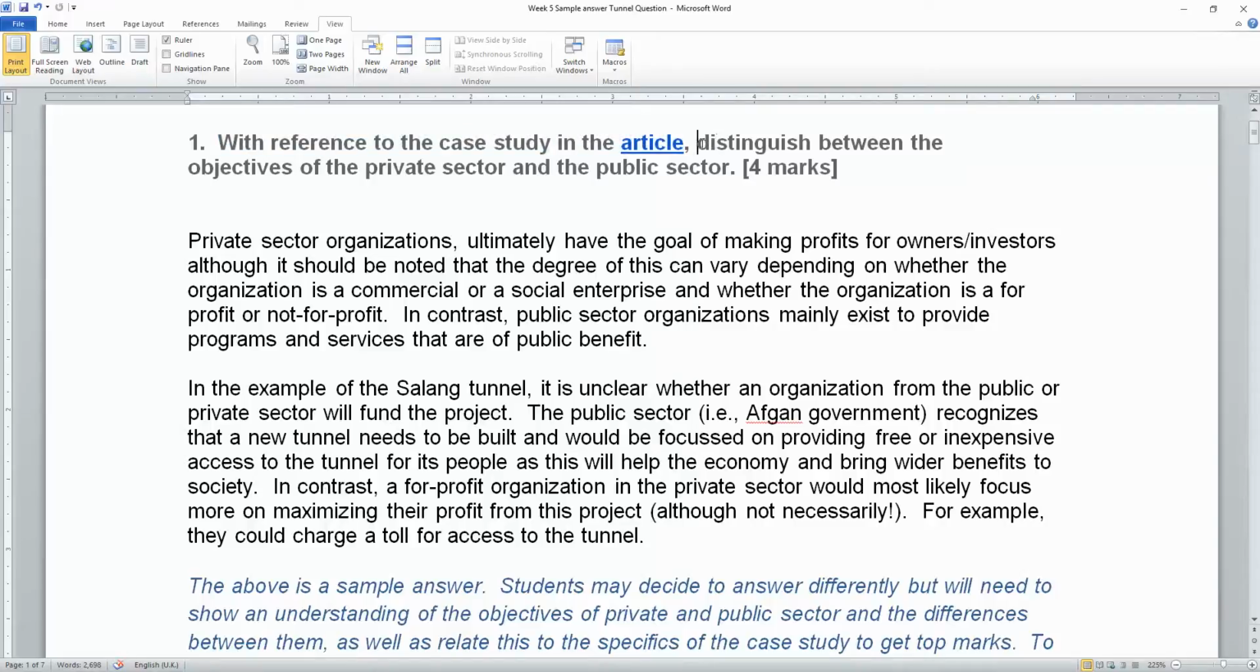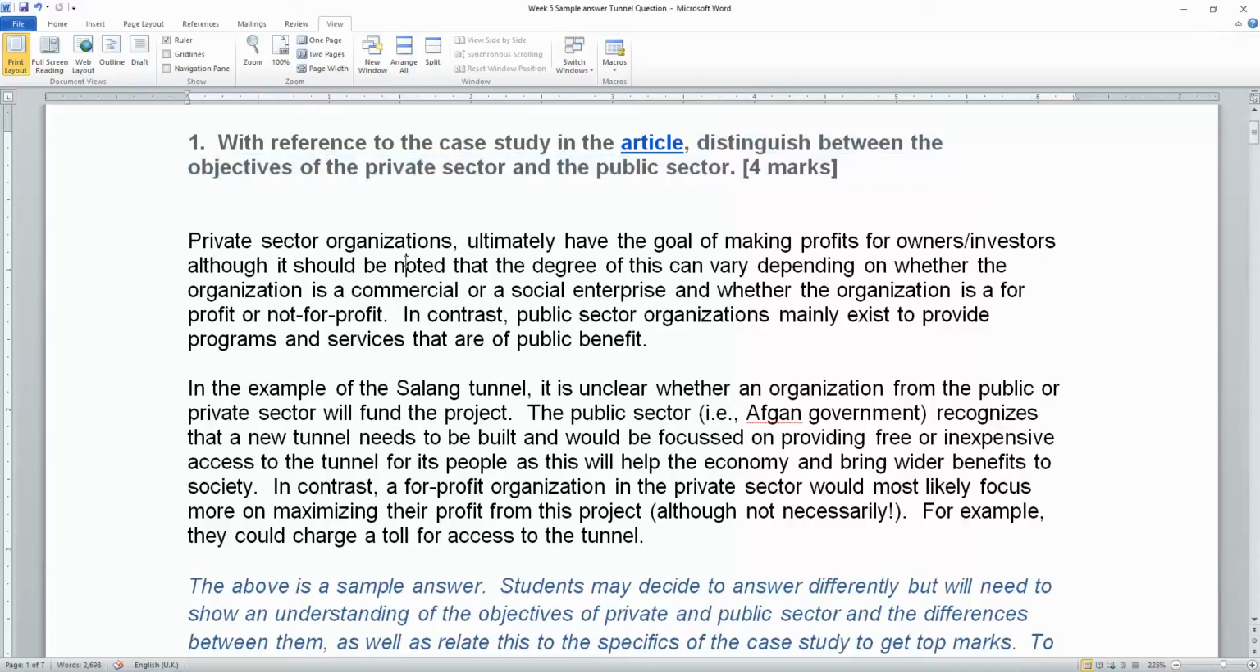You also need to distinguish between the objectives of the private and public sector. This is worth 4 marks, so you're not supposed to be writing war and peace about it. A couple of paragraphs will do it. Now how I would do this is look at what needs to be shown understanding of. So I need to show that I know the difference between private sector and public sector objectives.